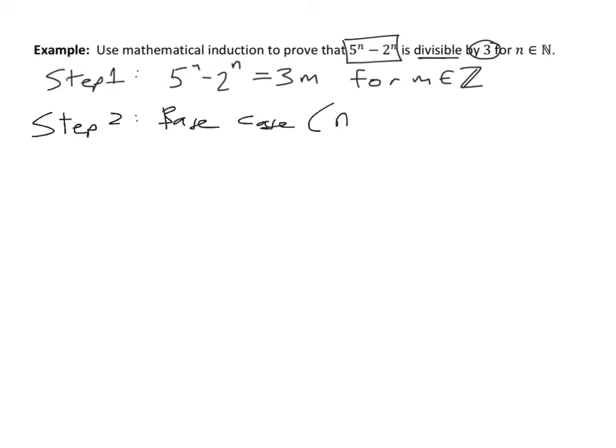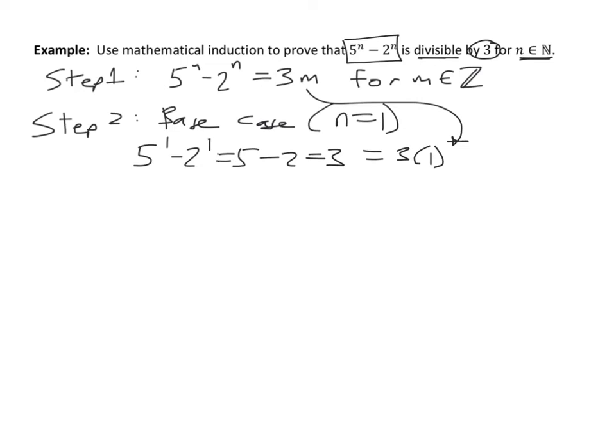Step 2 is where we do our base case. I'm going to show this is true for n equals 1, because that's where I'm starting. If n is 1, I'm going to have 5 to the first power minus 2 to the first power. That's 5 minus 2, which is 3. Sure enough, 3 is 3 times 1, which is what we wanted to show.